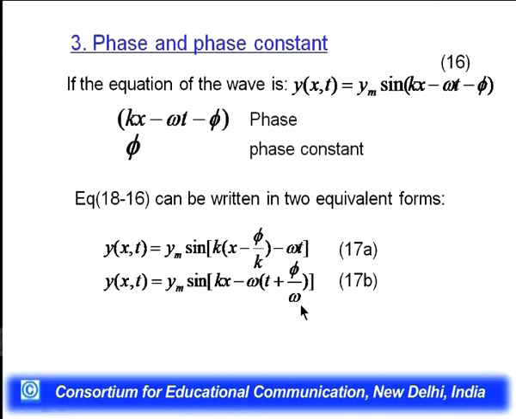What we have done here is take omega common, and this t will be positive if we take it inside, that is, minus omega times t plus phi by omega. This is the wave equation for the phase constant phi.